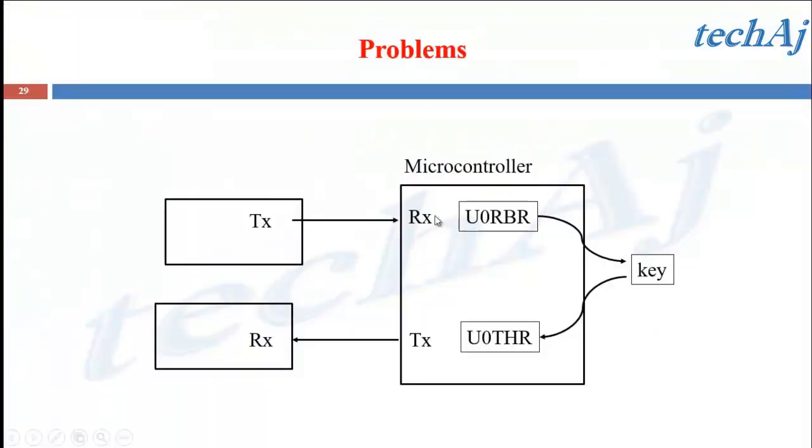Now the same program we can modify where one of the terminals will transmit the data which is received by the RX pin of UART0. That received data from the RBR register will get stored in some variable key, and this value of variable will be transmitted again through the TX pin, which is received on a second terminal. So let's modify the program and observe the simulation result.